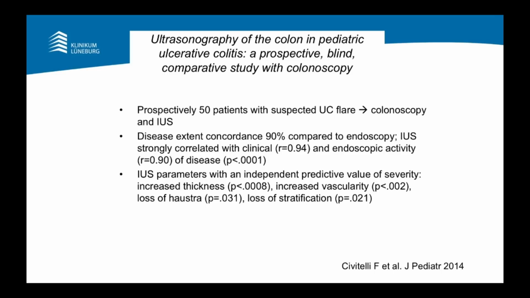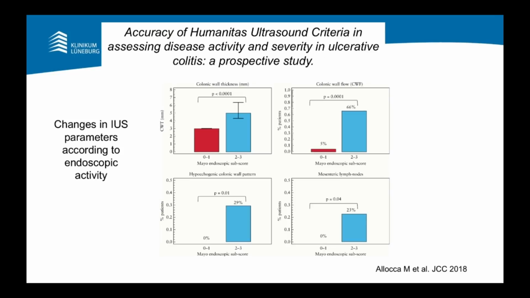From 2014, now prospectively, 50 patients with suspected UC flare. They received a colonoscopy and an intestinal ultrasound, and the disease extent concordance was 90% compared to endoscopy. Intestinal ultrasound strongly correlated with clinical and endoscopic activity of disease. The intestinal ultrasound parameters with an independent predictive value of severity were increased thickness, increased vascularity, loss of haustra, and loss of stratification. That's a monocenter study.